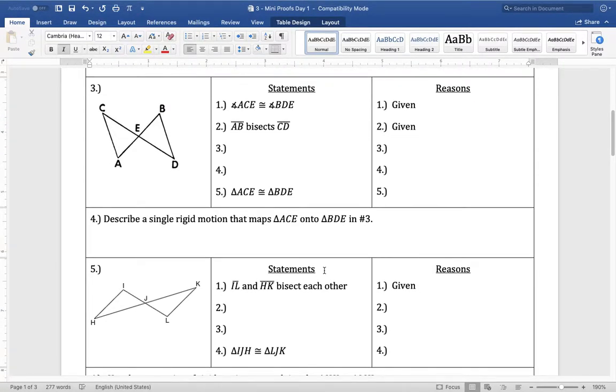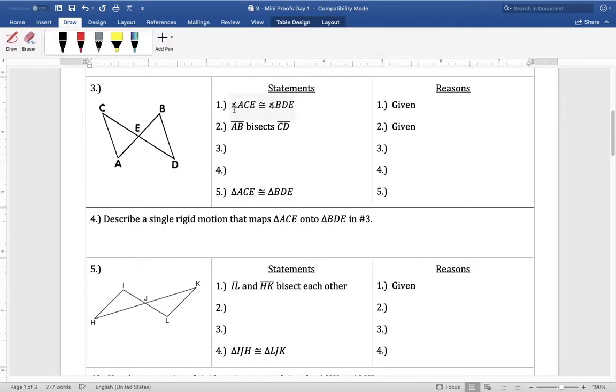In this proof here, you can see that we have two triangles that are sort of connected at this point at angle E. And we are given a couple things. We are given that angle ACE, this angle right here, so let me label that, is congruent to angle BDE, which is down here. We also know that AB, which is a line, this line right here, is bisecting, which we talked about, meaning cut in half. It cuts in half CD. So CD is the thing getting cut in half.